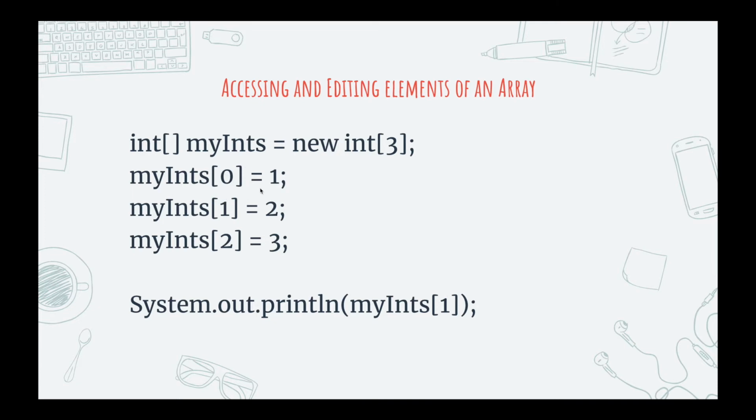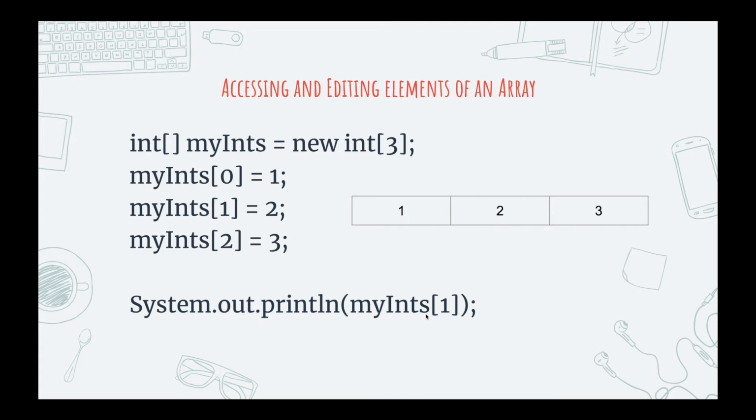Since I'm assigning a value to that position, I use the assignment operator, and then I store the value. So at position 0, I'm going to have 1. At position 1, I'm going to have the value 2. And at position 2, I'm going to have the value 3. This is the result array. We have position 0, position 1, and position 2. Values 1, 2, and 3.